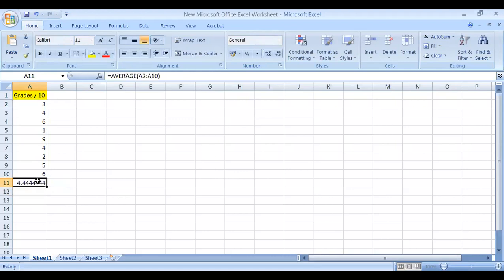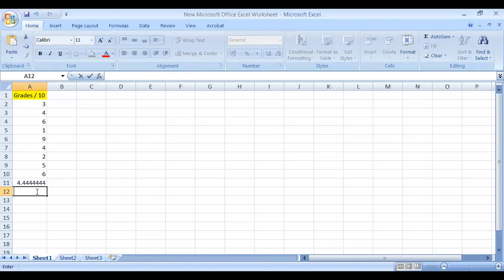Here it is. So this is the mean. The mean of this data is 4.44444. So the center of this data lies here, right? The center of this data lies at 4.44. So we got the mean.